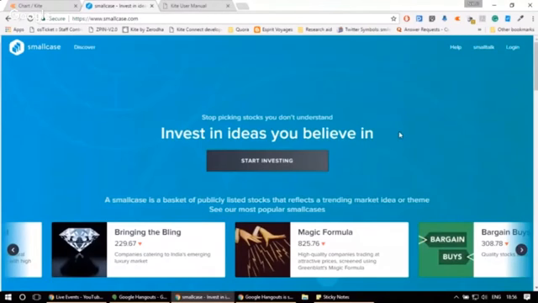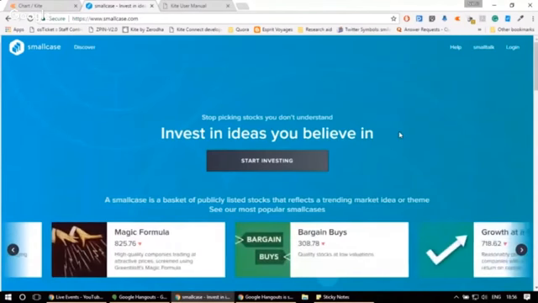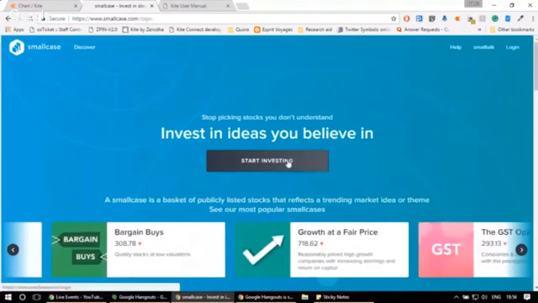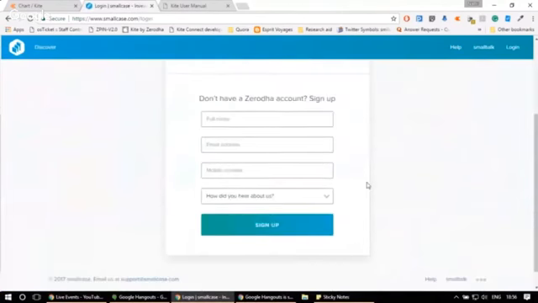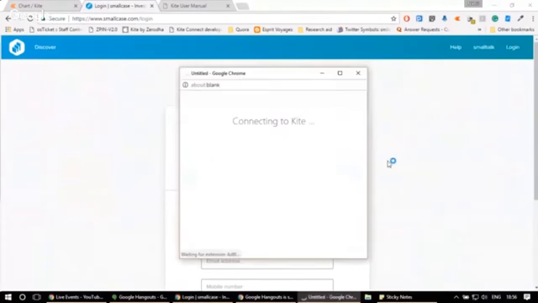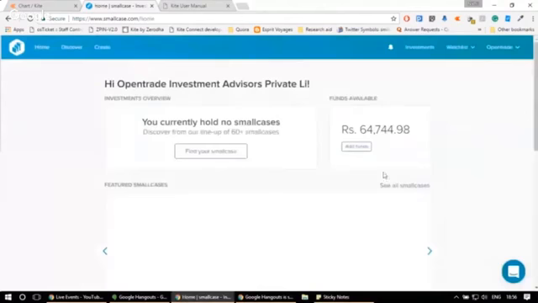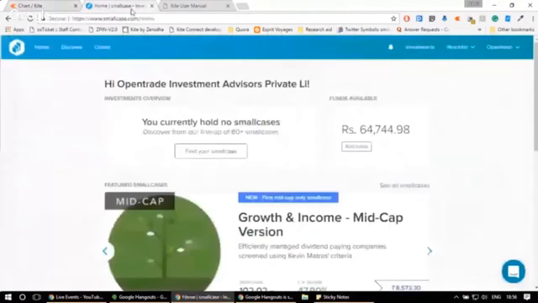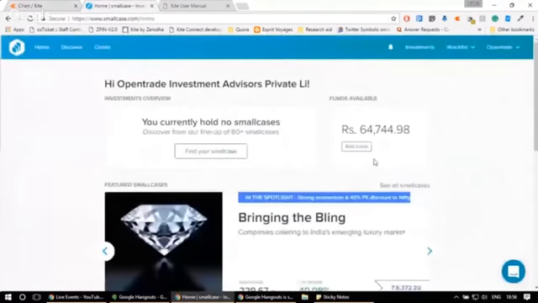If you want to invest in stocks and don't know where to look, Smallcase would be a good place to start. So you click on start investing. It'll ask you to log in. If you have a Zerodha account already, you can log in using your Kite account. Click on login with Kite, and there you go. Since I've already logged in to Kite over here, I've logged in automatically, or else I would have to enter my Kite ID and password.